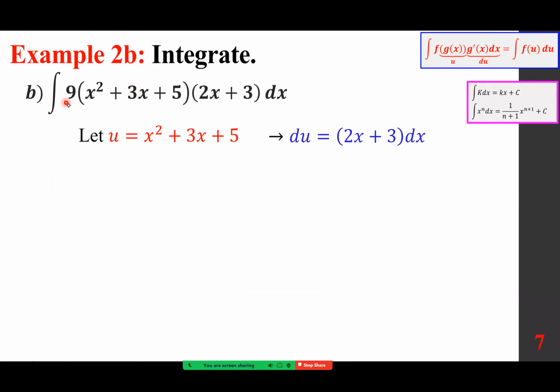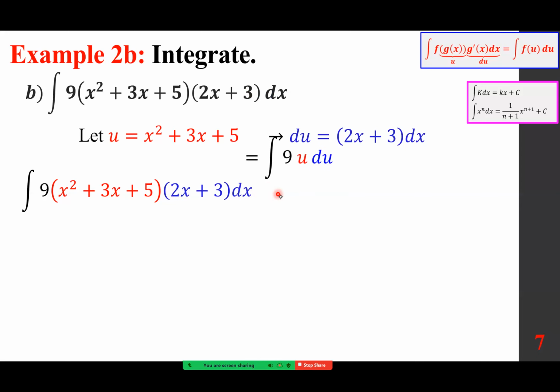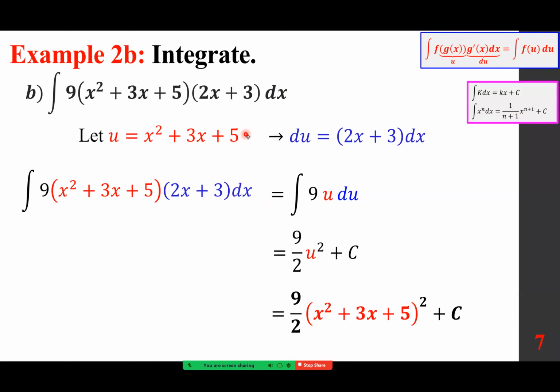So let's rewrite it in this fashion. So it becomes clear that we have the integral of 9u du. And this one, you know, it's 9 halves u squared plus a constant. Again, we are using the power rule on that. Replacing the u with x squared plus 3x plus 5 will give us the final answer.